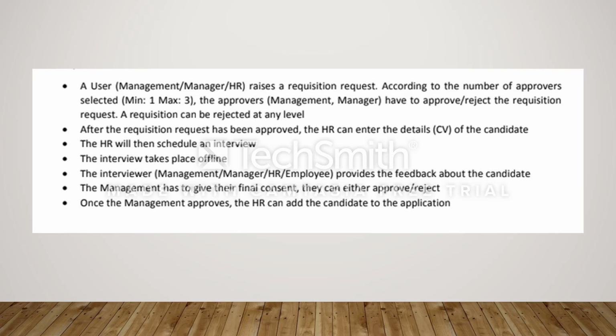A user raises requisition requests according to the number of approvers. So what that means is their priority goes up based on how they're approved. Approvers are going to be a management team or a manager, and they have to approve or reject that requisition request. And a requisition request can be rejected at any level. So 1 is basic, 3 is top tier requisition request.